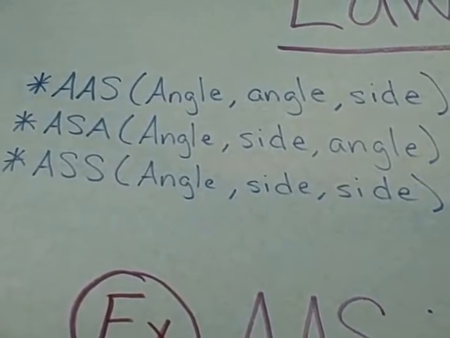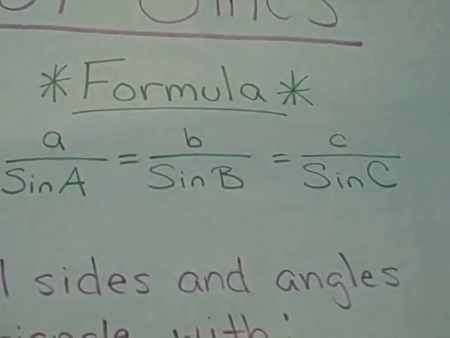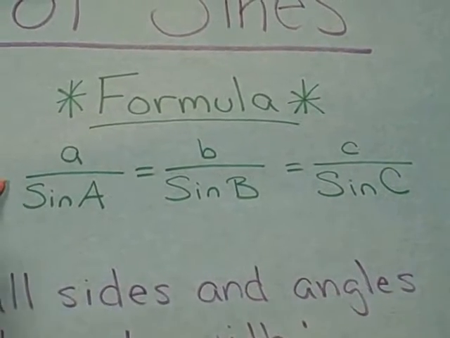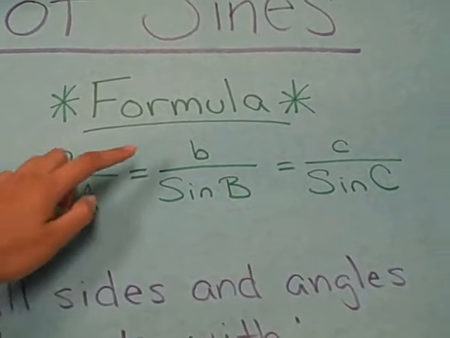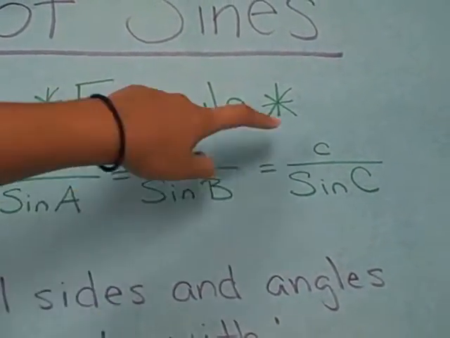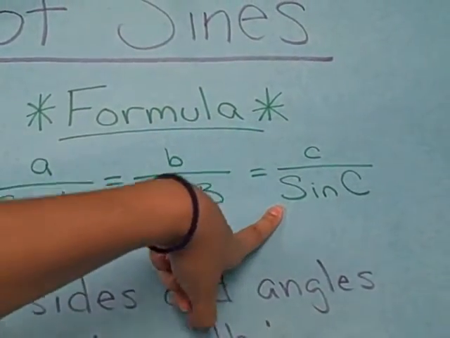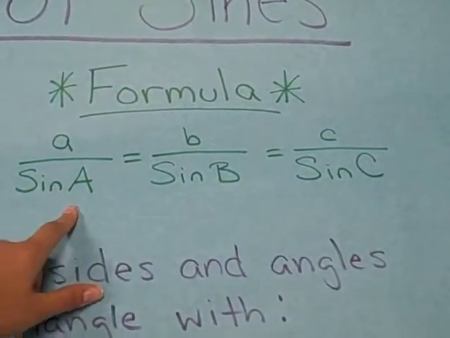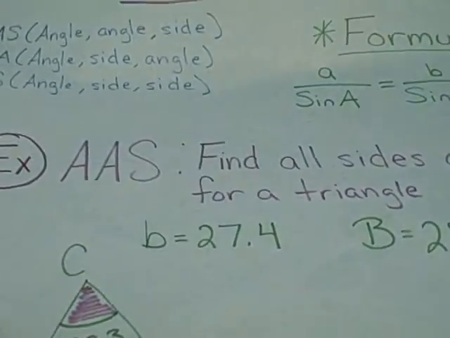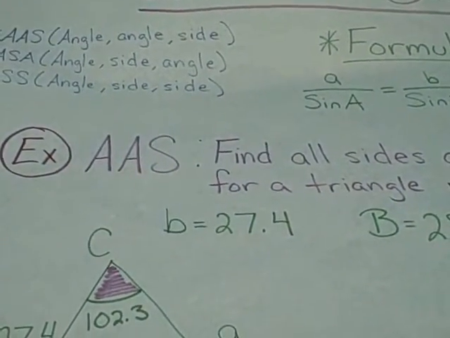The formula for law of sines consists of little a over sine big A, little b over sine big B, and little c over sine big C, because in a triangle you have a big A, a big B, and a big C. For our first example, we will talk about the angle side angle.